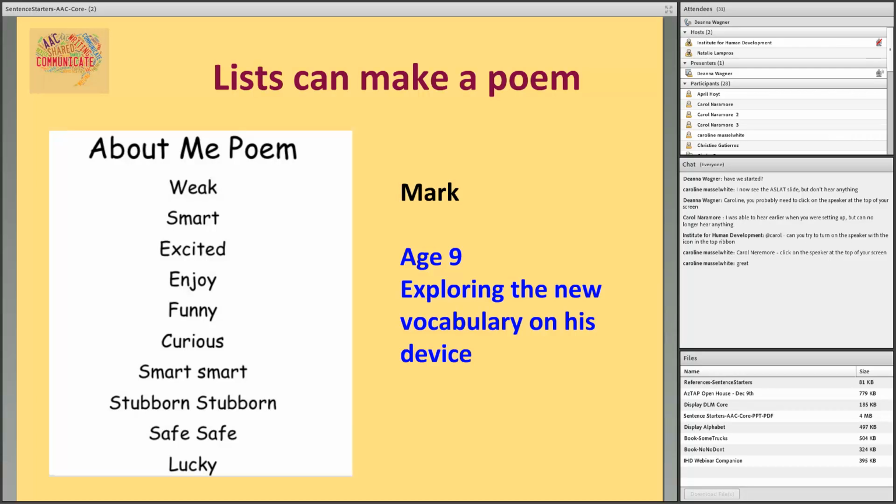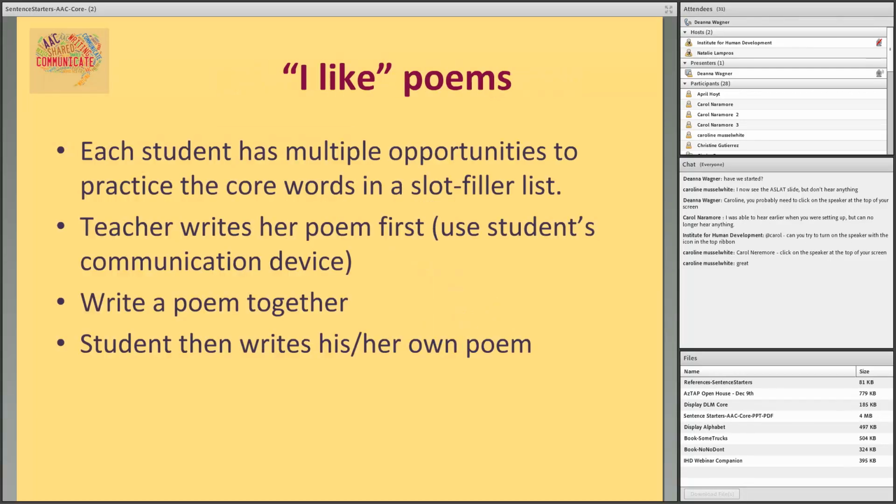So his About Me poem has weak, smart, excited, enjoy, funny, curious, smart, stubborn, safe, lucky. So this is kind of cool to see how just having single words that you're exploring on your device can be organized in a way that makes it poetic.